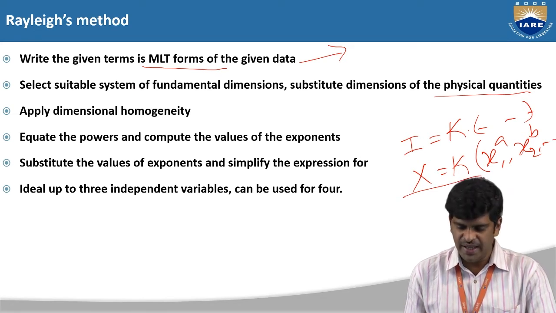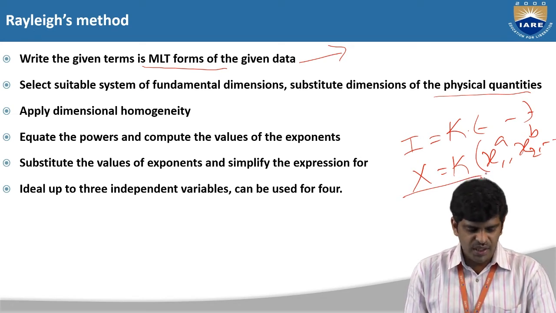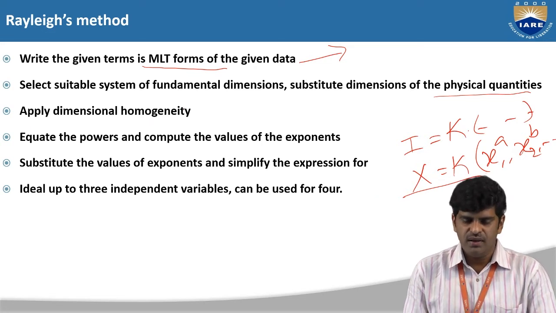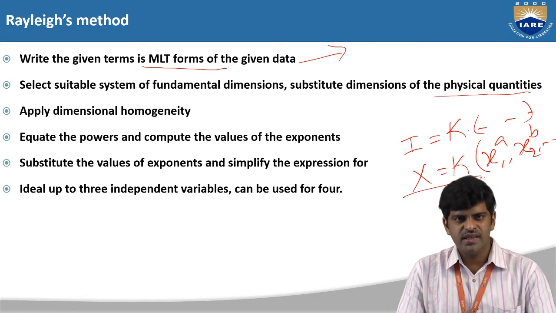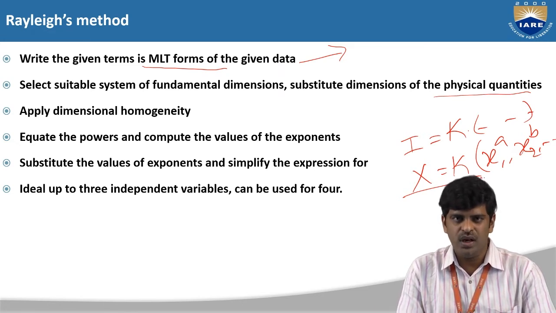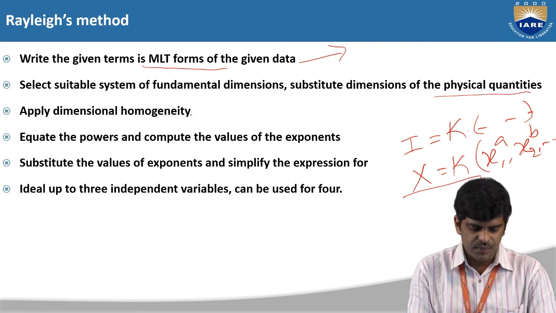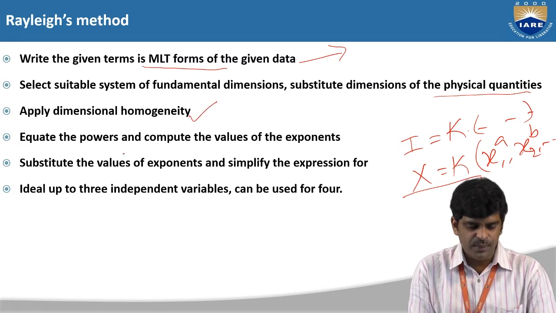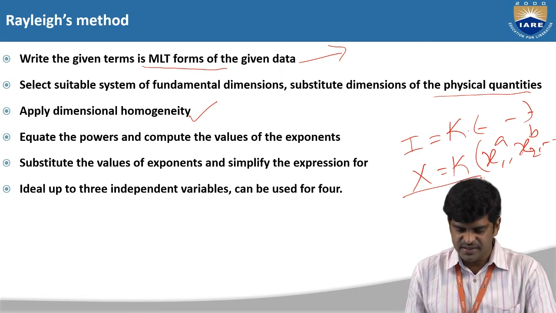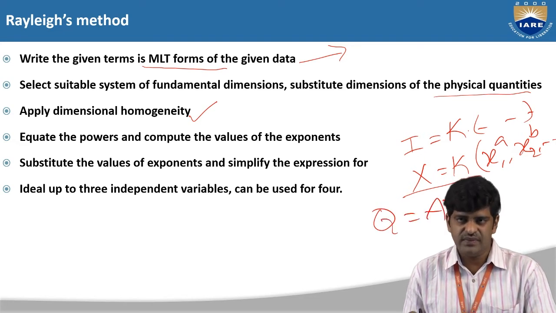Once the equation has been formed, then we need to apply the dimensional homogeneity. Means assuming that the quantities with respect to the dimensional parameters on the left hand side should be equal to the quantities on the right hand side. So applying the dimensional homogeneity, then equate the powers and compute the values of the exponents. Just now we have said that, for example, let us say that Q is equal to AV, as we have taken the example previously. Of course, this is a well-known equation.